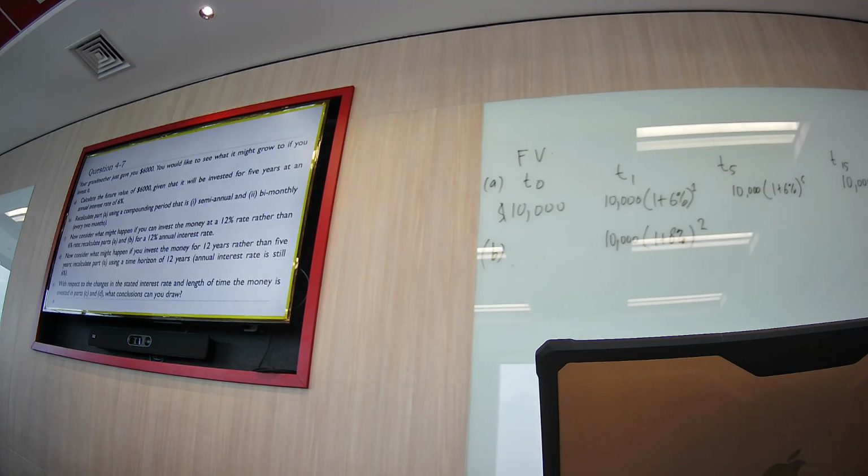For C, it's invested for 5 years, also 5 years. Calculate part A and B for 12% annual interest rate. So you recalculate A and B for C with different interest rate. The difference is only the interest.